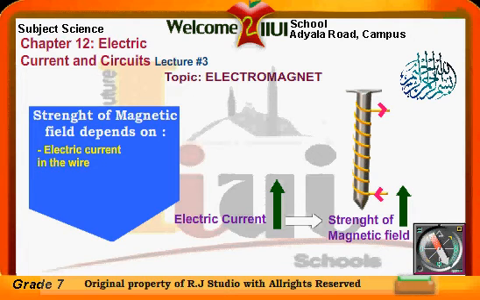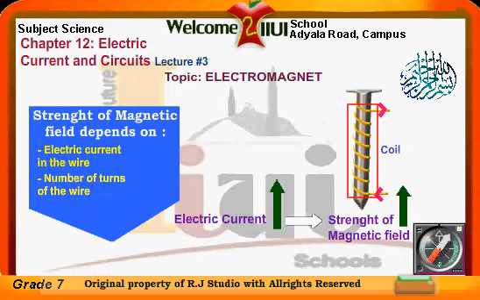field. There are some factors on which the strength of an electromagnet depends. The current flowing in the wire is one of them. Students, if we increase the flow of current in the wire, the strength of the magnetic field of this electromagnet will also increase. Is there any other way? Yes, there is. Another way to increase the strength of this magnetic field is by increasing the number of turns of the wire around the nail. The more turns, the stronger the magnetic field will be.